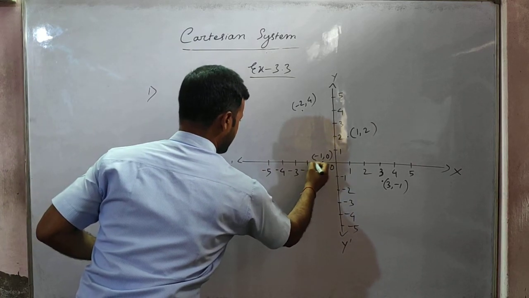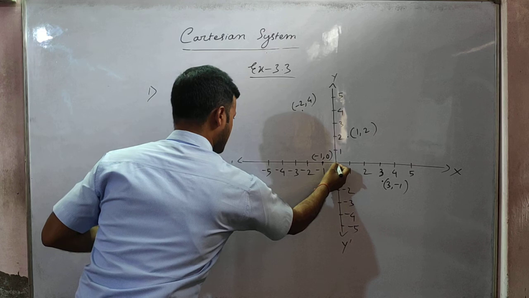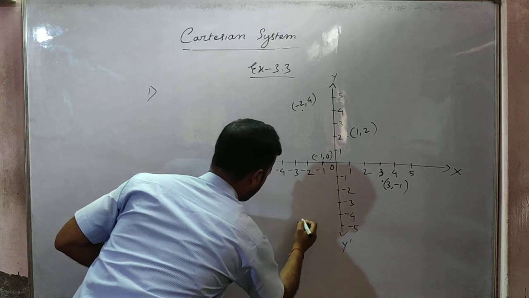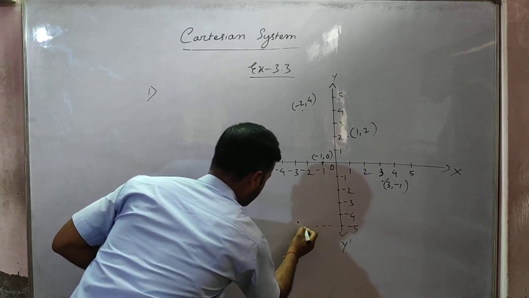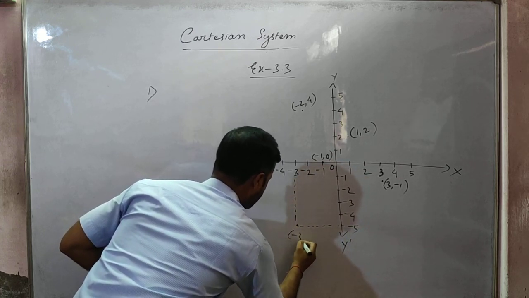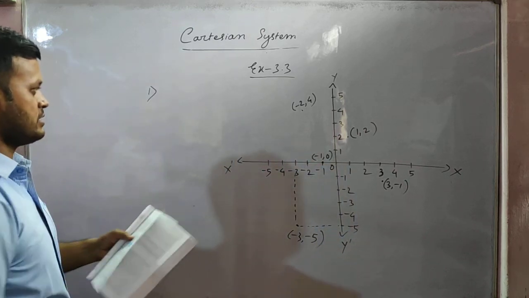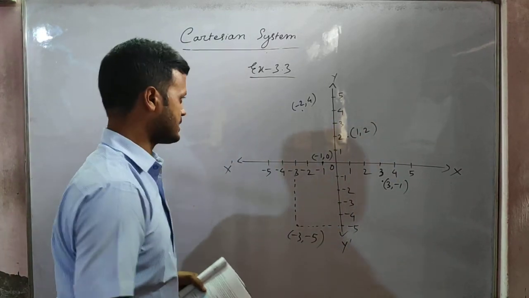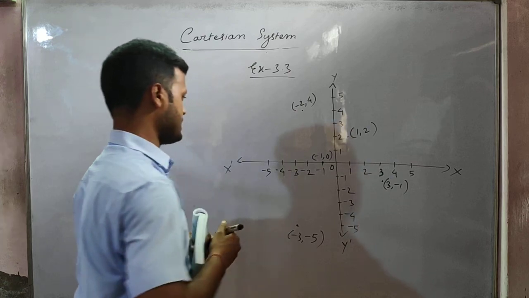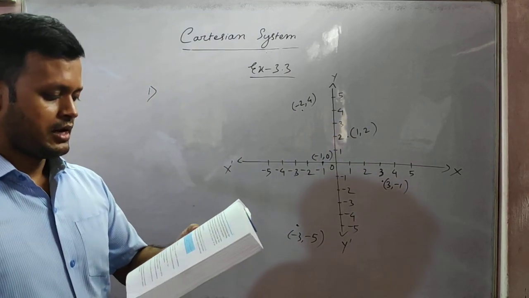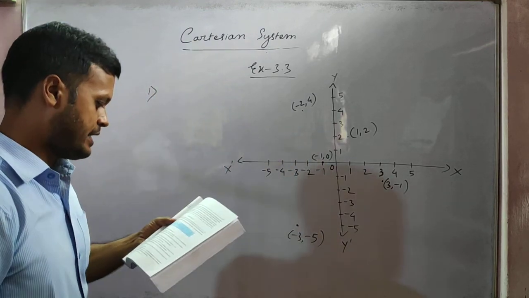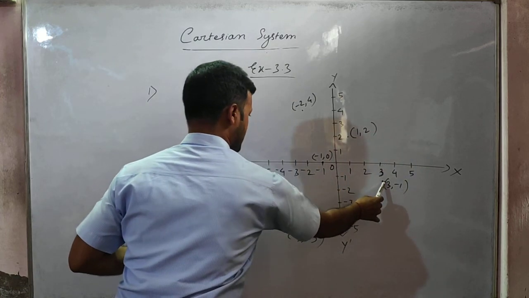And the next point is (-3, -5). Let us see, -3 and -5, this one is (-3, -5). All the points can be joined like this with the help of a dotted line. So now, students, did you understand? See, (-2, 4), like that. Next one is (3, -1).